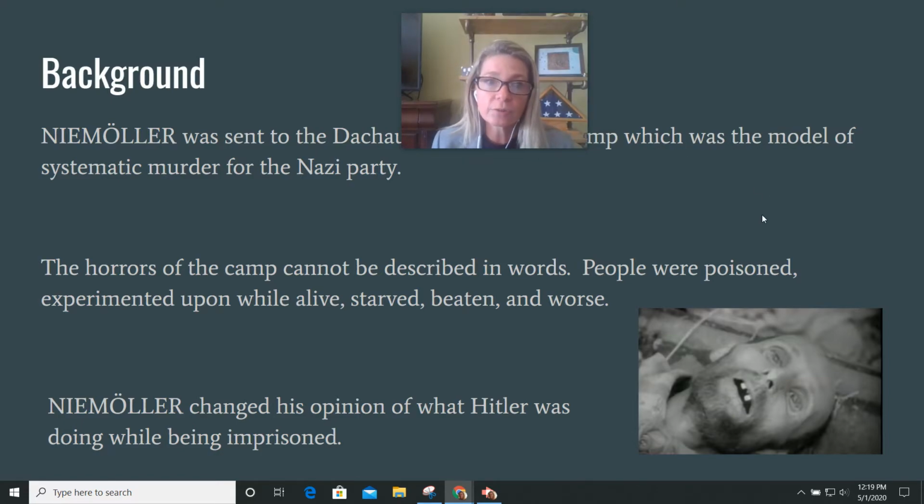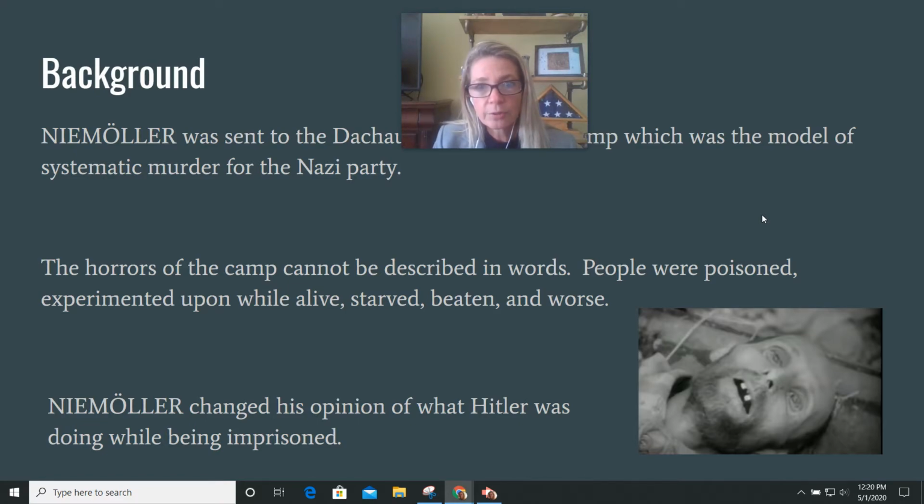It was actually the first concentration camp. It was the model for all other concentration camps to follow, to implement the systematic murder for the Nazi Party. The horrors of the camp cannot be described in words. People were poisoned, experimented on while alive with no medication, starved, beaten, and worse.